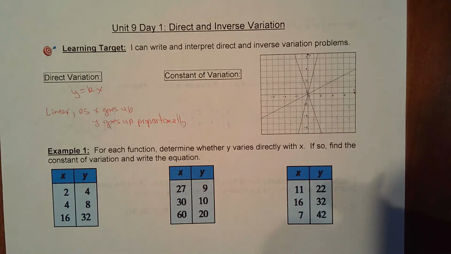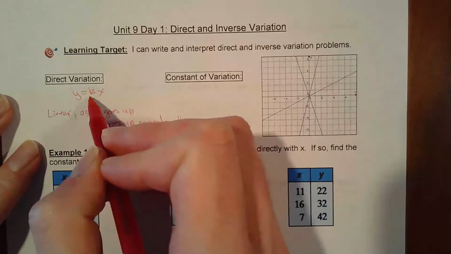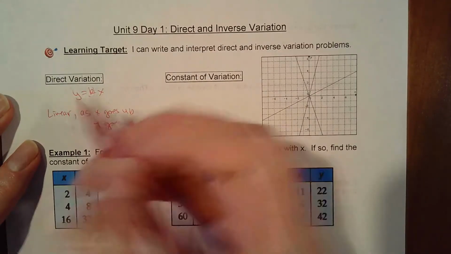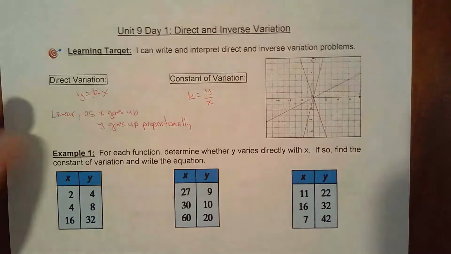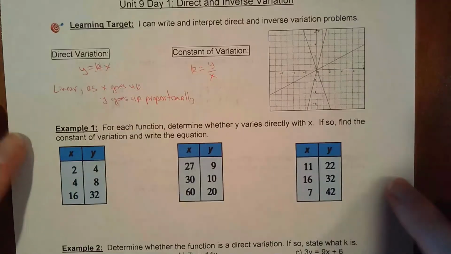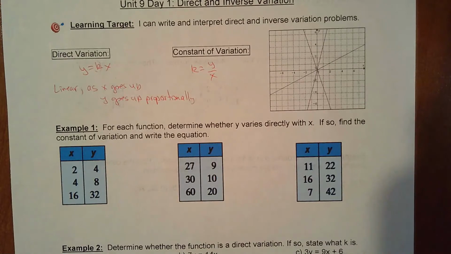Now the constant of variation, this k right here, you can solve for it just by dividing. The constant of variation is going to equal y divided by x. So y is on top. That's one way of possibly making a mistake in this first day or in this chapter: accidentally putting x on top, because it normally comes first alphabetically, but y is on top on this one.